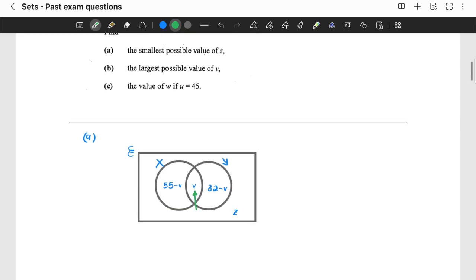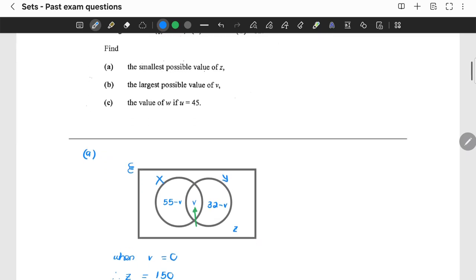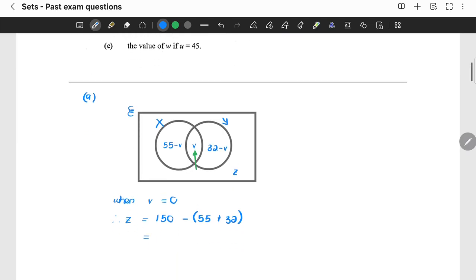So the smallest possible z is when v is equal to 0, such that z would be equal to the universal set, which is 150, minus, if v is 0, x will be 55 and y will be 32. And that becomes 150 minus 87. When you simplify that, you get 63.